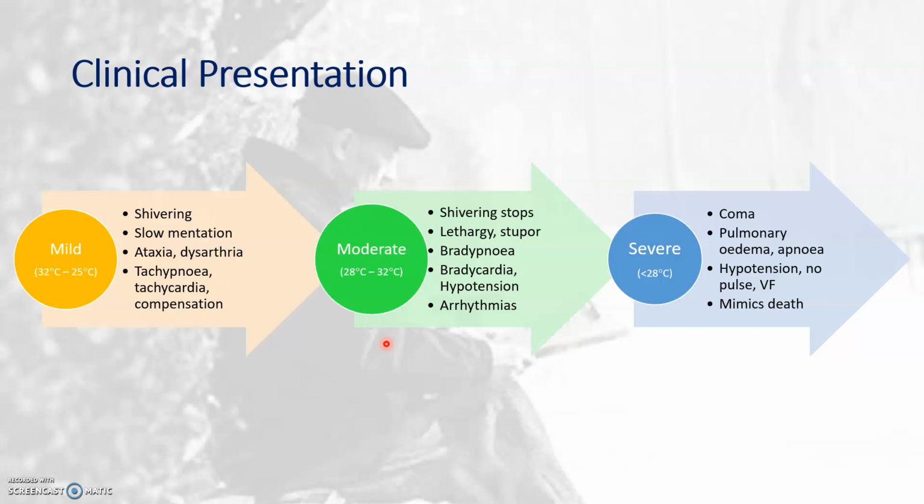And finally, in severe hypothermia, the patients develop coma, may have pulmonary edema, are often apneic, hypotensive with no palpable pulse, and this state mimics death even in the EEG.